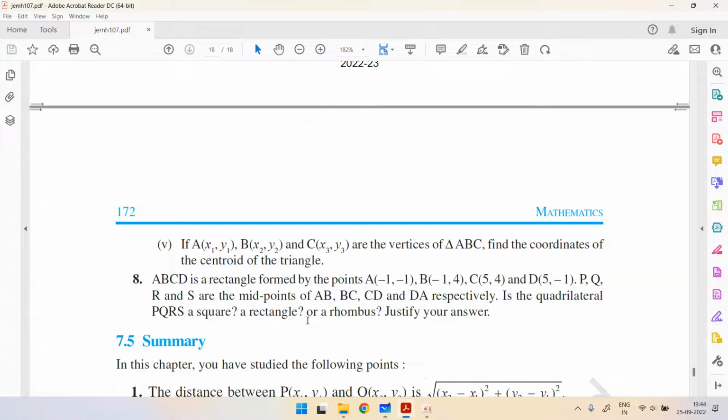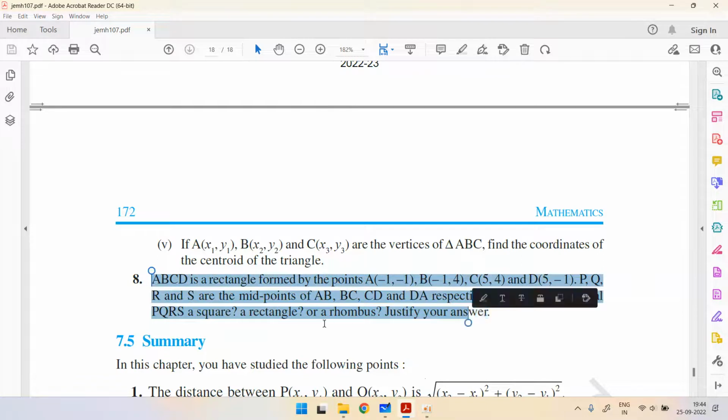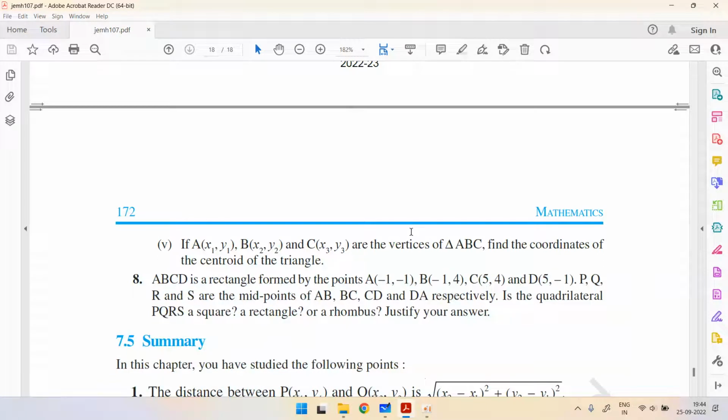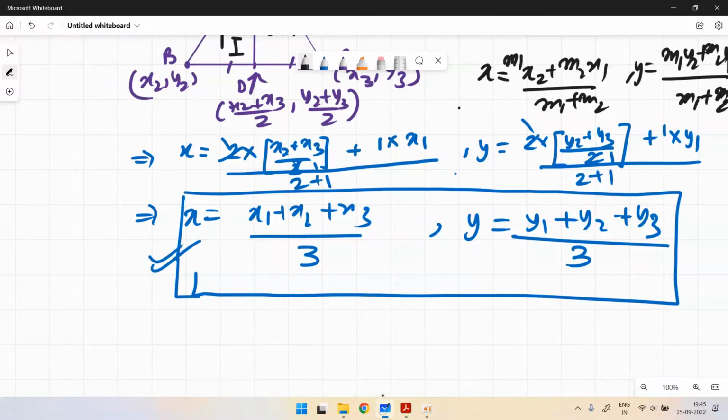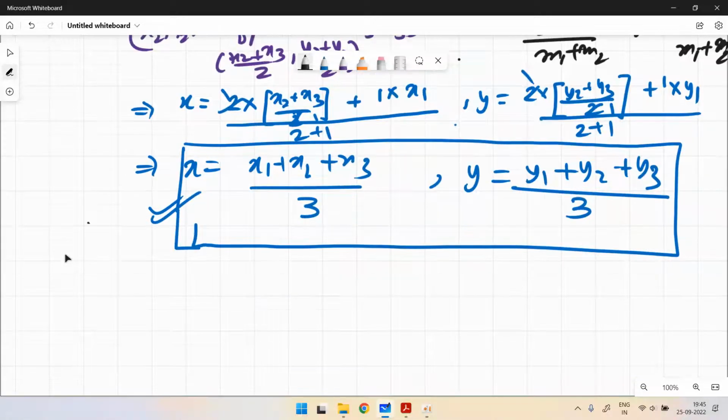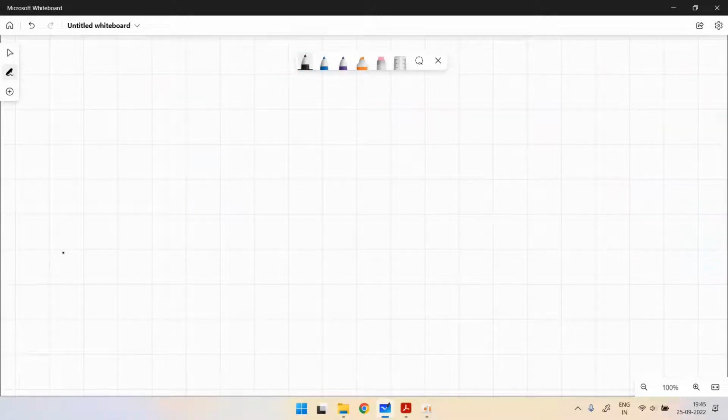Now next is the final question of the exercise. ABCD is a rectangle formed by the points, and P, Q, R, S are the midpoints of the sides respectively. Find the quadrilateral PQRS. It is asked whether the quadrilateral PQRS is a square, rectangle, or rhombus. Justify your answer. So directly doing question number 8, the final question of this exercise.